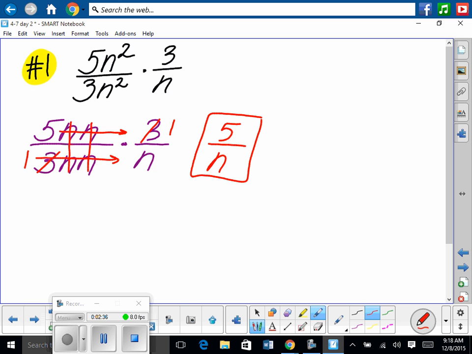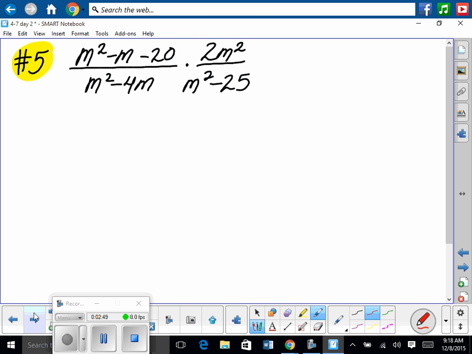Now notice if you read the directions, it doesn't say anything about restricting the domain or anything, so we're just simplifying. Is everybody good with that? We're multiplying and that's it. Okay, that was pretty easy? Yeah. Okay, let's do another one, and then I'll let you work.